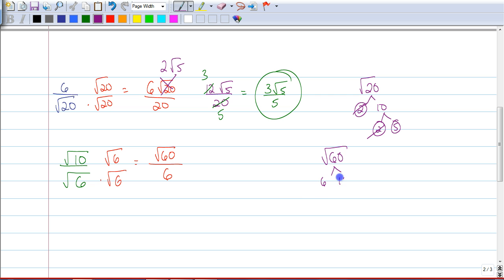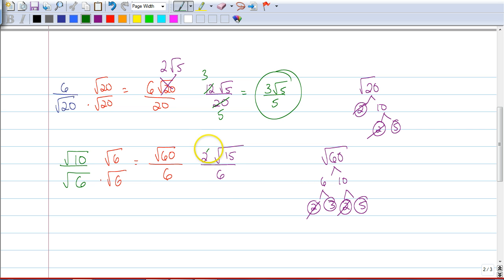That breaks down to be 6 times 10. 6 breaks down to be 2 times 3. And 10 breaks down to be 2 times 5. So it's a square root. So for every two of the same, I get to factor one out. So I'm going to factor out a 2. But I'm left with 3 times 5, which is 15, over 6.